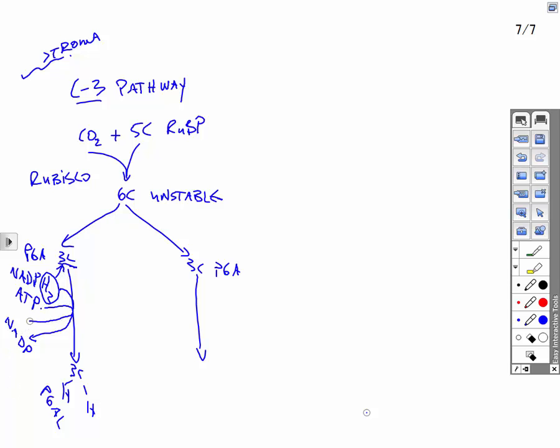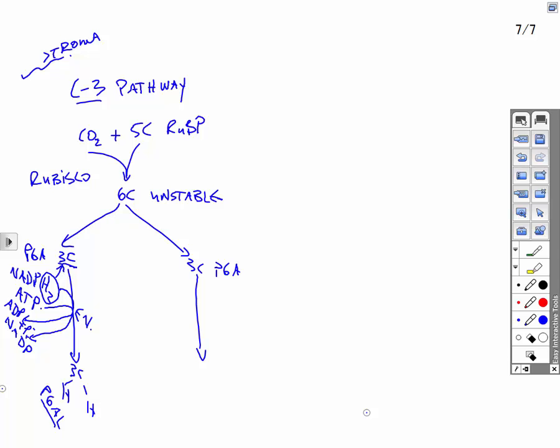But this takes energy to do, to remove the hydrogens and put them on PGA to make PGAL. So I'm going to break ATP down into ADP plus Pi, and it releases energy. The energy is used to remove the 2 hydrogens and put them on the 3-carbon PGA, and we have formed a molecule of PGAL.